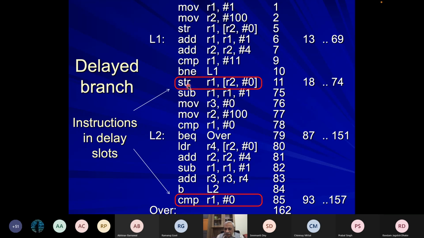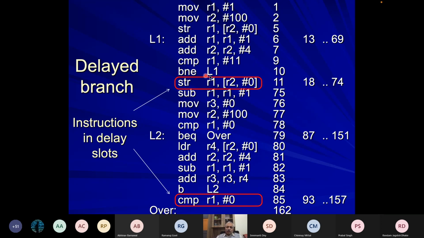If you put this store in, and compare, like if I run it in ARM simulator, will this compare and store be interpreted as the instructions in delay slots? Delayed branch is a hardware feature which has to be exploited with the help of software. The fact that branch is a delayed branch is a hardware feature, in the sense that the hardware chooses between instruction L and I plus 2 rather than L and I plus 1. So that's a hardware logic.